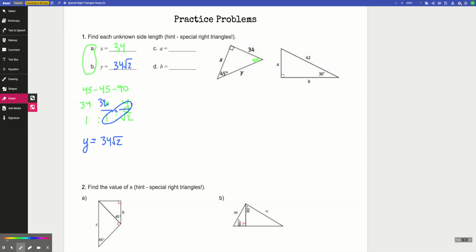So let's look at the other triangle type, the 30, 60, 90 triangle, which is over here on the right. Again, write your triangle name out, 30, 60, 90. Write the sides that are across from each angle underneath. So A is across from 30, B is across from 60, and 42 is across from 90. Then the last thing I need to do is write my ratio underneath. For this type of triangle, the ratio is 1 to root 3 to 2.